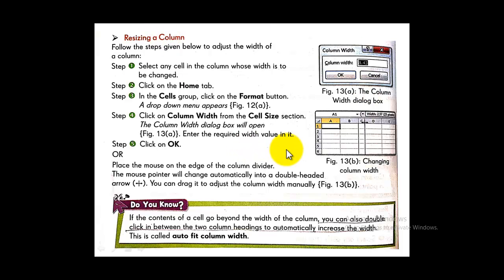width also, okay, manually. Now if the contents of a cell go beyond the width of the column, you can also double click in between the two column headings to automatically increase the width. This is called auto fit column width. Now you can double click in between the two columns.